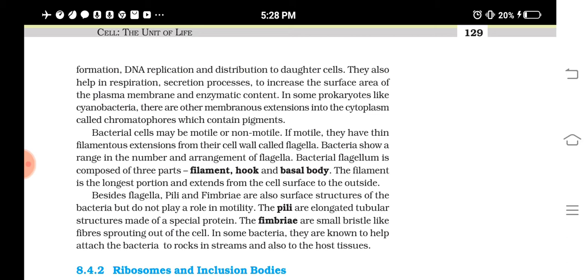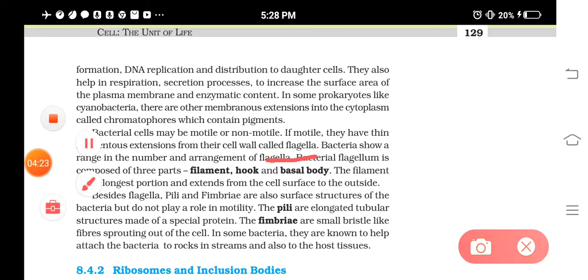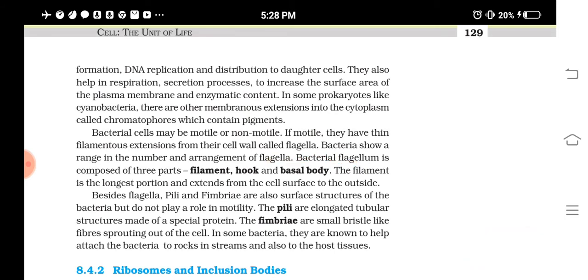Bacteria may be motile or non-motile. In the motile forms you can see thin filament-like extensions from their cell wall, known as flagella. So flagella are the locomotory organs in the motile forms. Motile means which can move. Flagella help the bacteria to move, and the arrangement of the flagella also varies. Some have only one flagellum, some have two flagella on both sides, and some have flagella all over the body. Likewise, the arrangement and the number vary.